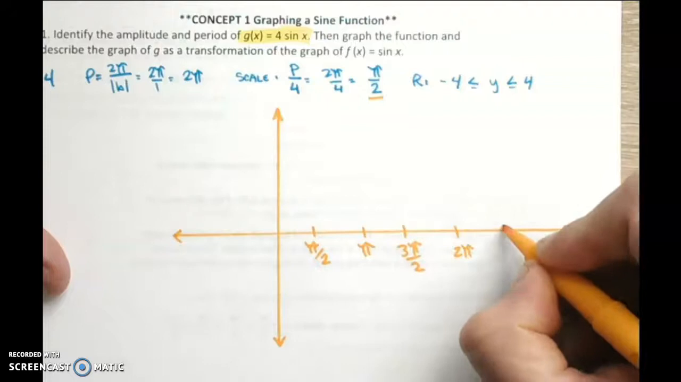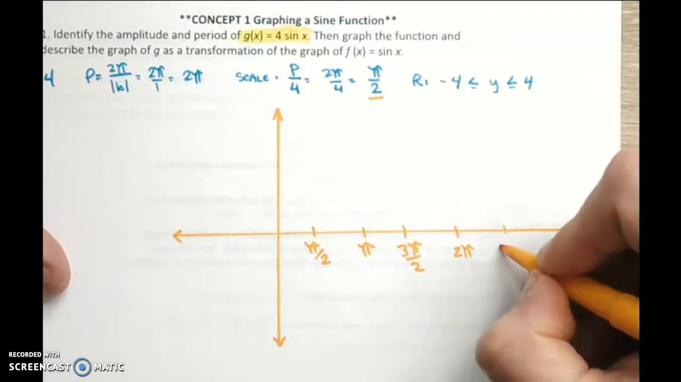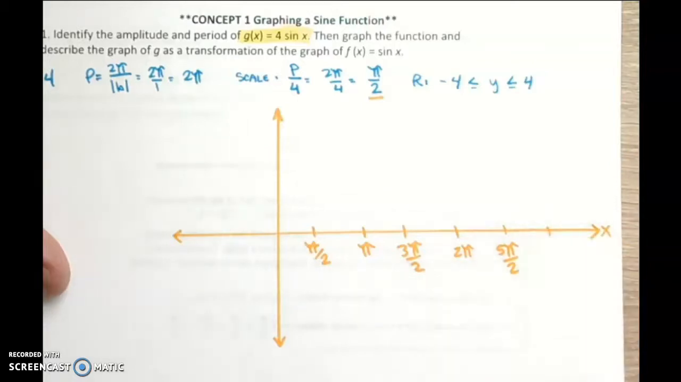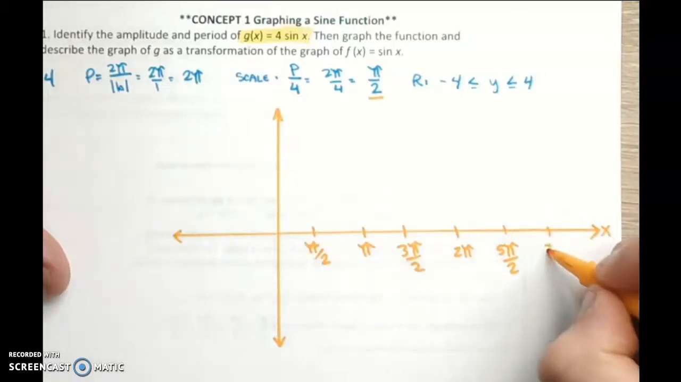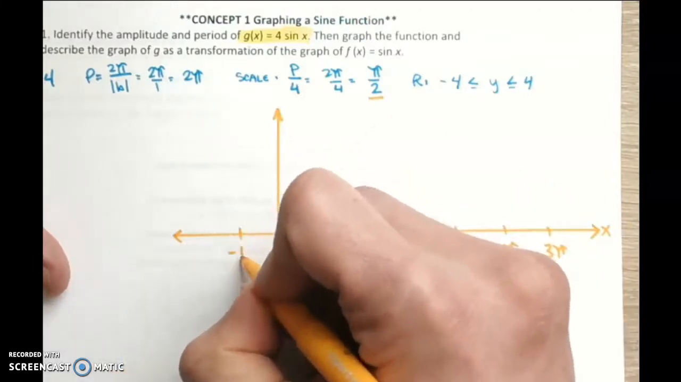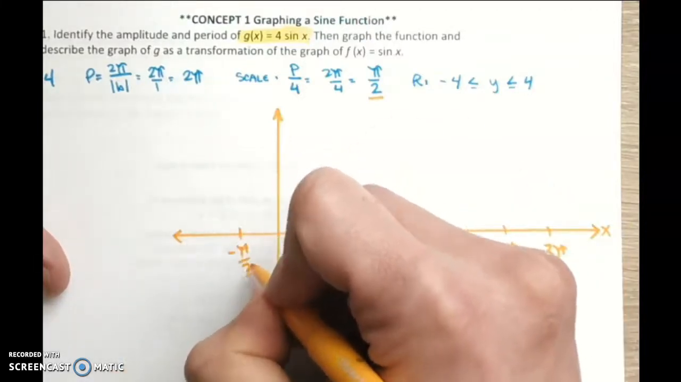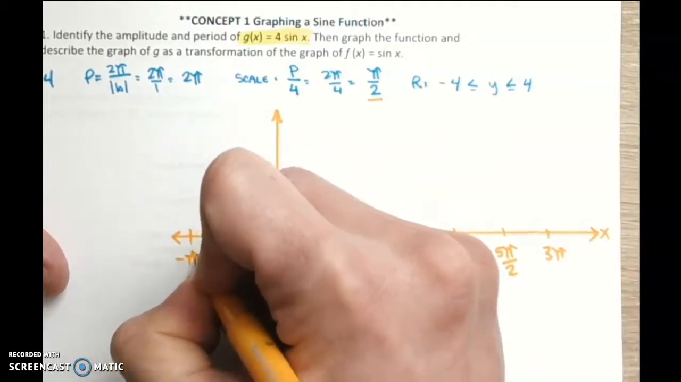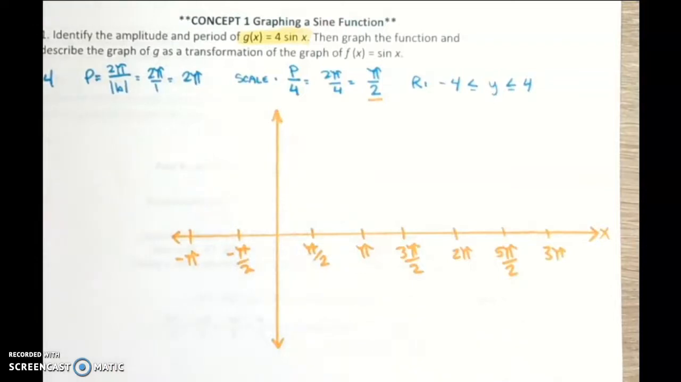Then I'm going to multiply by 5 to get to my fifth point, 5 pi over 2, and multiply it by 6 to get to my sixth point, and that's 3 pi. I'm also going to do the same thing going the opposite way into the negatives. So I get negative pi over 2 and negative pi. Alright, there's our start there.